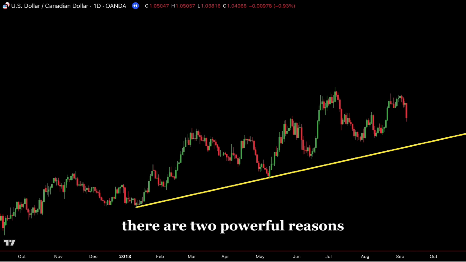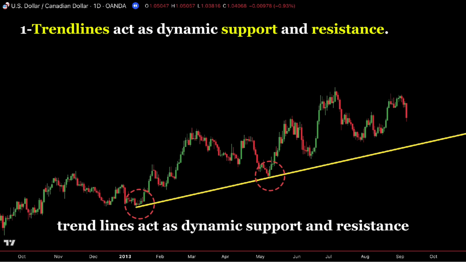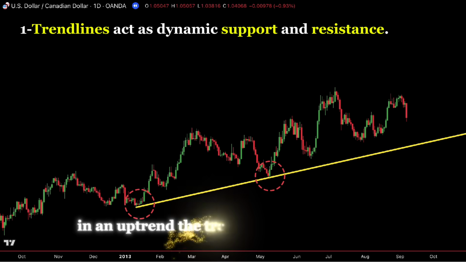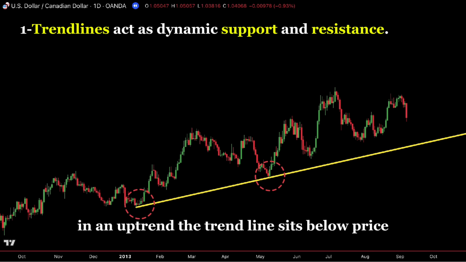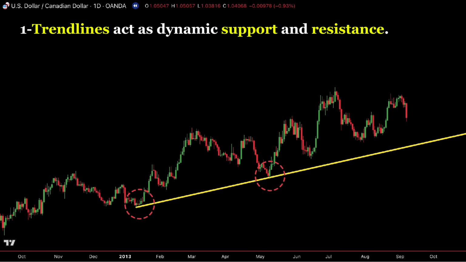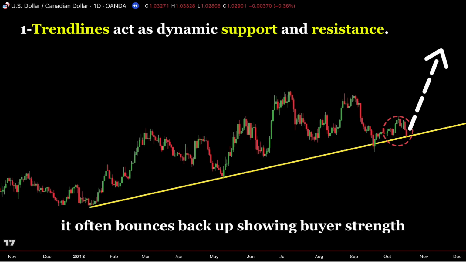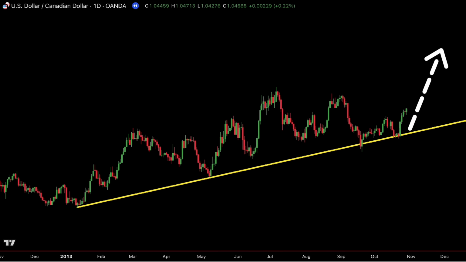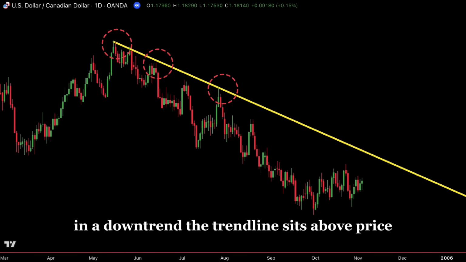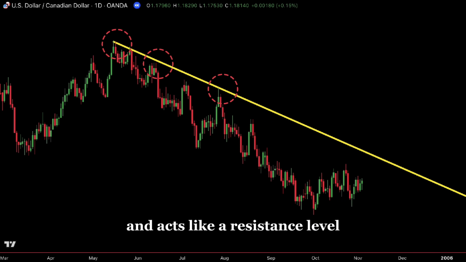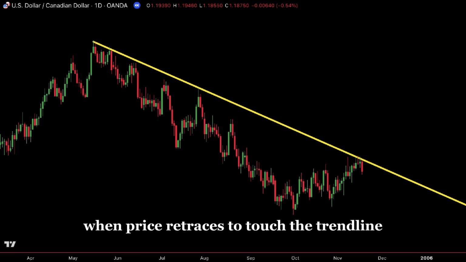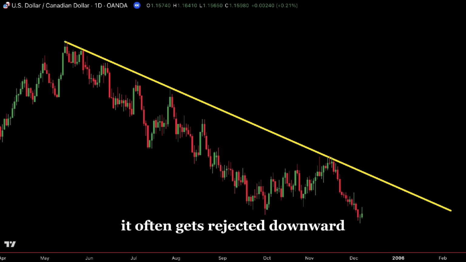There are two powerful reasons. Trend lines act as dynamic support and resistance. In an uptrend, the trend line sits below price and acts like a support level. When price pulls back to touch the trend line, it often bounces back up, showing buyer strength. In a downtrend, the trend line sits above price and acts like a resistance level. When price retraces to touch the trend line, it often gets rejected downward.